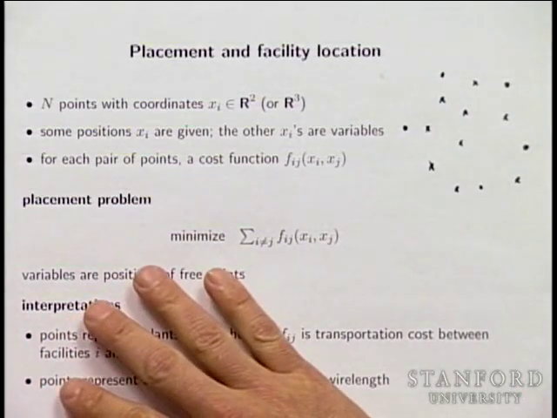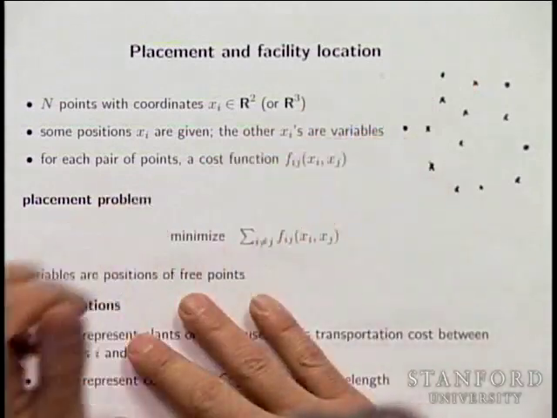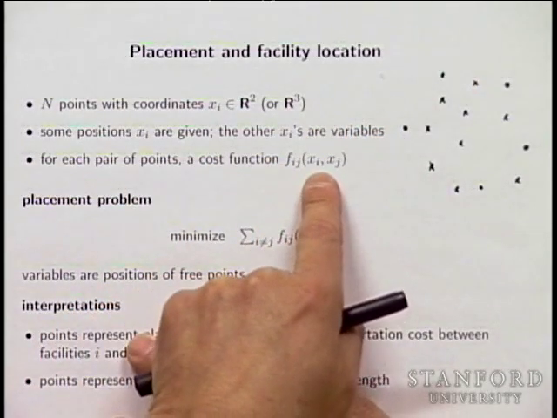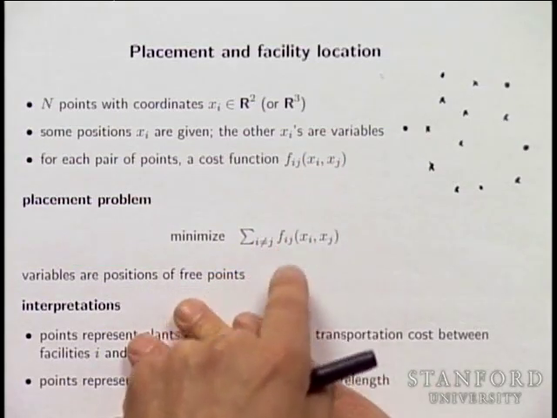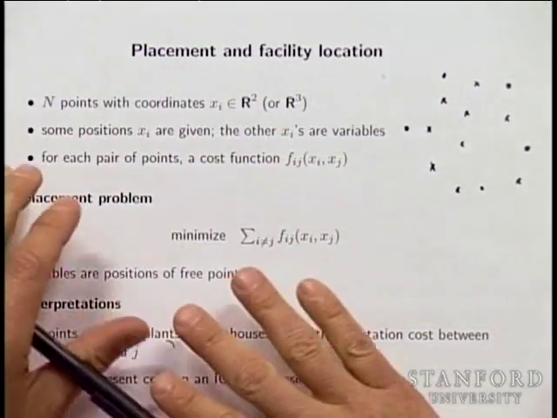The other name for these in circuits is pins, for example, or fixed cells or something like that. And what happens is for each pair of points here, you'd have a cost function. It's a function of the pair distance. In fact, usually it's a function of a norm of the difference. But it could just be a function of the pair. And I'll give you some examples here.